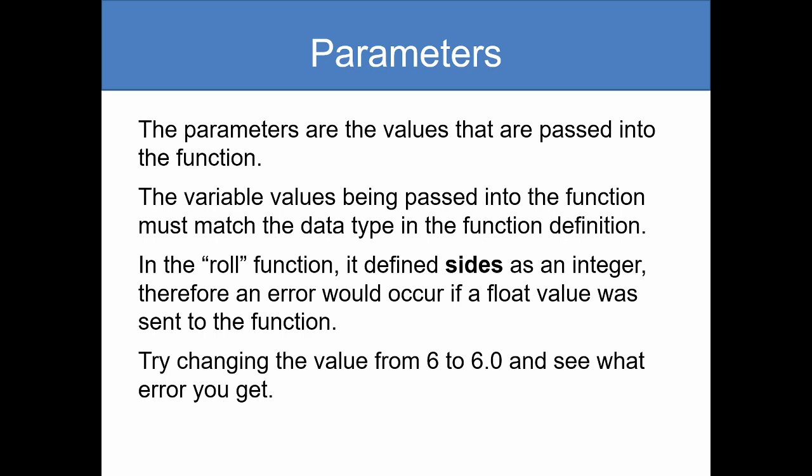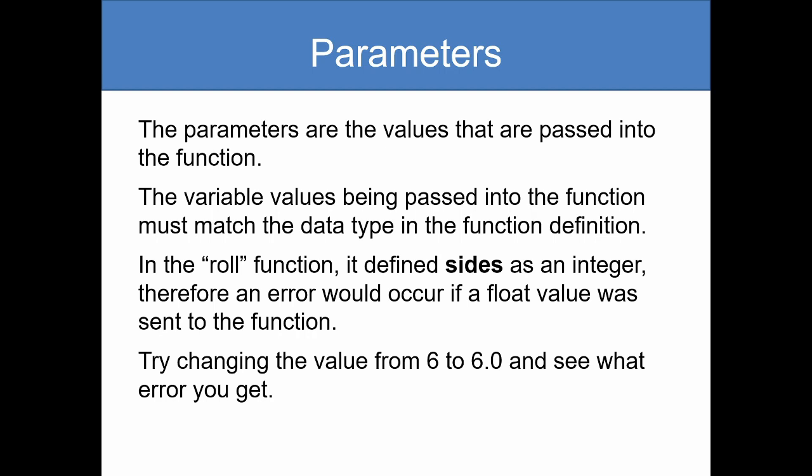So parameters are values that are passed into the function. You should know this by now. If not, it's a good reminder of parameters, things that we push into our new function. The variable values being passed into a function have to match the data type in the function definition. What that really means is I can't have a float and an integer, because those are two different types of things. If I have something with a decimal and something without a decimal, it doesn't really work. There is a way to make it work, but it kind of freaks out a little bit. So in the roll function, it defines size as an integer. Therefore, an error would occur if a float value was sent to the function.